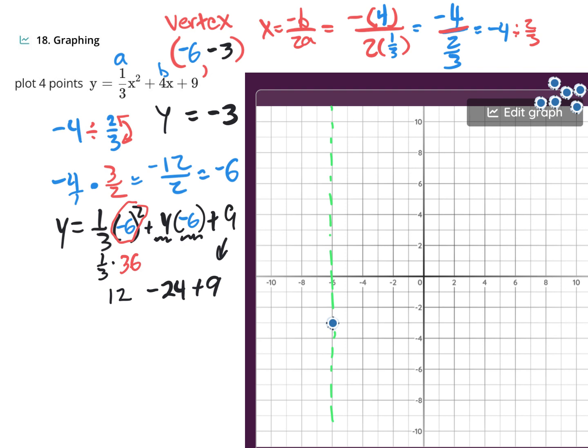Now, you need more points. So I recommend writing your pattern 1, 1, 2, 4, 3, 9, and then you have to modify the outputs of your pattern. These are the inputs. The 1, 2, 3 are the inputs. The 1, 4, 9 are the outputs. You have to modify the output by that new a value of 1/3.